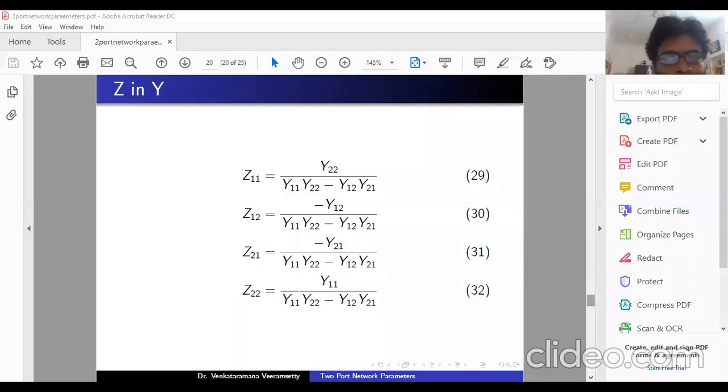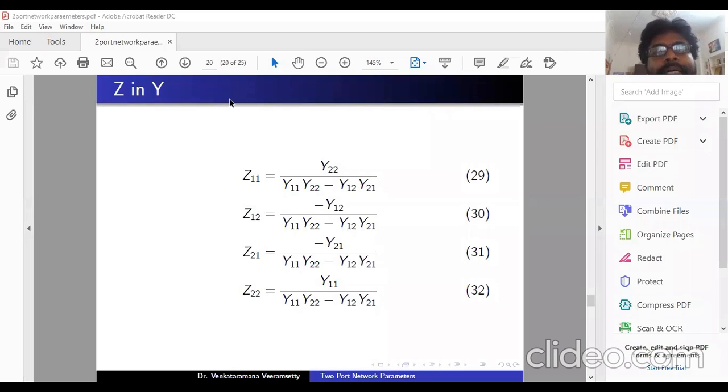So today we will discuss interrelation between the different two-port network parameters. The first one is how we represent Z parameters in terms of the Y parameters. Equations 29 to 32 will help you see the relation between the Z parameters Z11, Z12, Z21, Z22 and the Y parameters Y11, Y12, Y21, Y22.